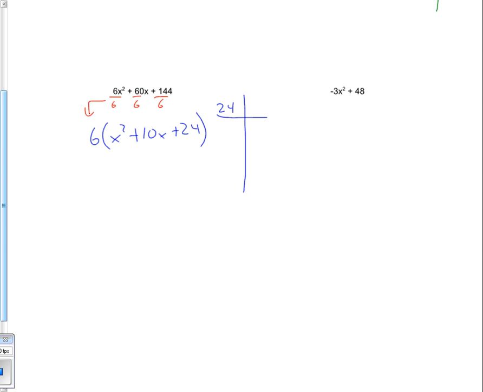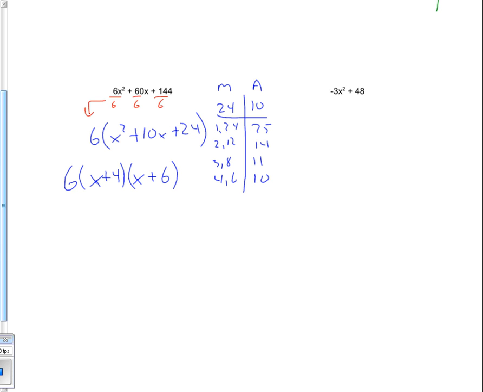So two numbers that multiply to 24 and that add to positive 10. So 1 and 24 gives us 25. 2 and 12 gives us 14. 3 and 8, that gives us 11. 4 and 6, that gives us 10. Okay, so this has to be 6 times x plus 4 times x plus 6.